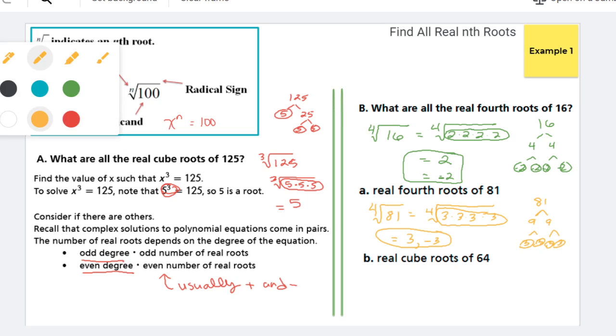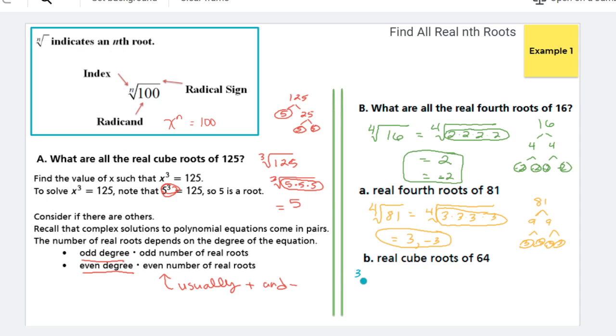Alright, now let's try this last one with the cube root of 64. When we talk about a cube root, it's what number raised to the third power equals 64. Now when I think of 64, I think of 8 times 8. And 8 is 4 times 2, and 4 is 2 times 2. So here I have the cube root of 2 times 2 times 2 times 2 times 2 times 2.